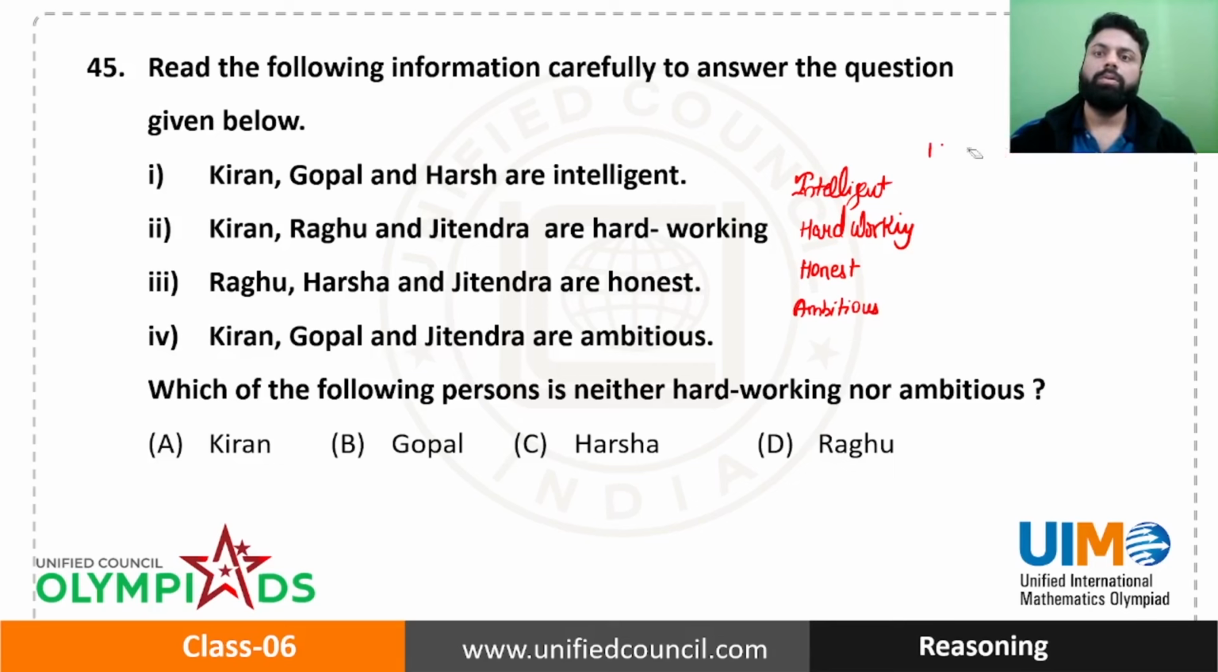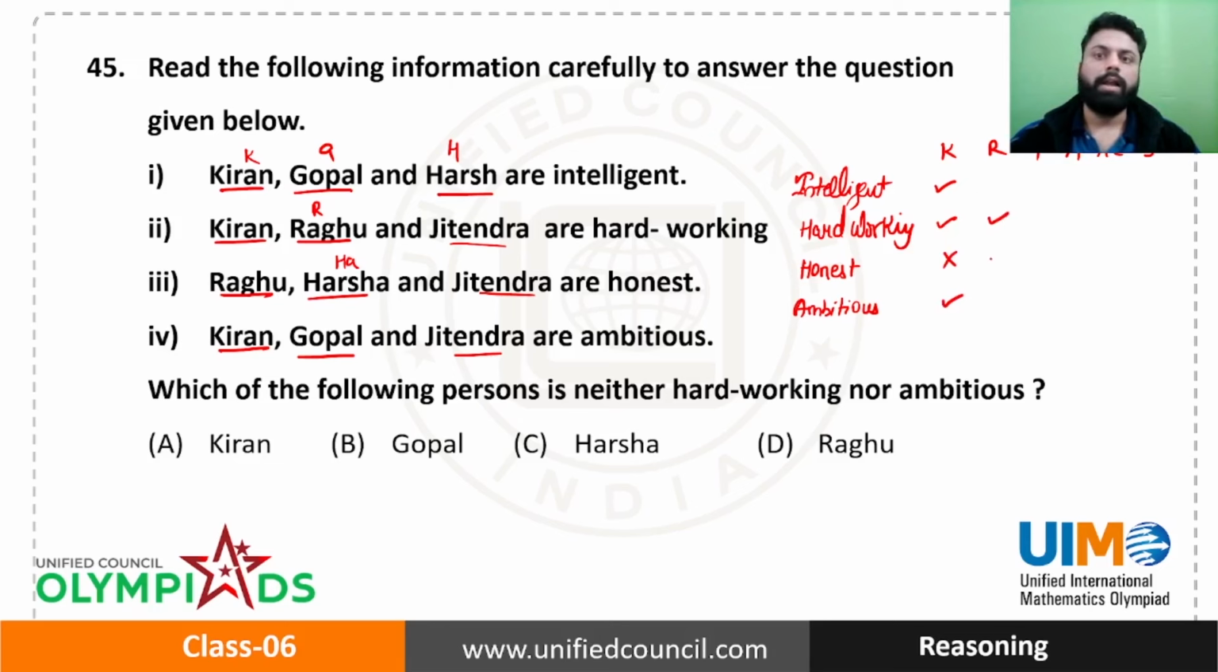Then we have Raghu. So K for Kiran, R for Raghu, G for Gopal, H for Harsh, H-A for Harsha, and J for Jitendra. Now Kiran is intelligent, hardworking, and ambitious. Not honest.